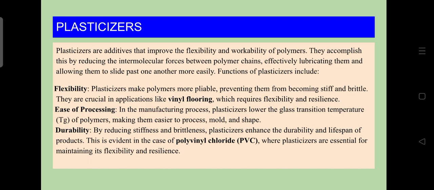the processing. So in manufacturing processing, the plasticizers lower the Tg values, making them easier to process. And durability: by reducing the stiffness and brittleness, the plasticizers enhance the durability, or we can say the lifespan, of that particular polymer. For example, polyvinyl chloride, where the plasticizers are essential for maintaining the flexibility and also resilience.